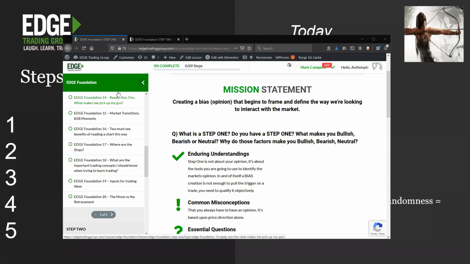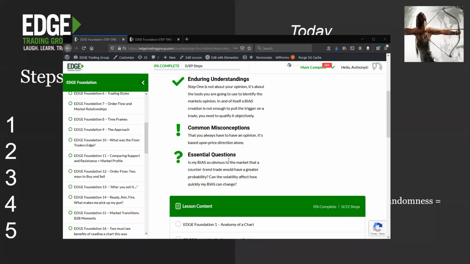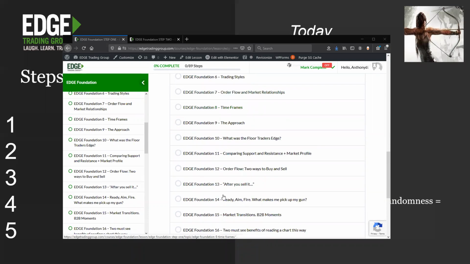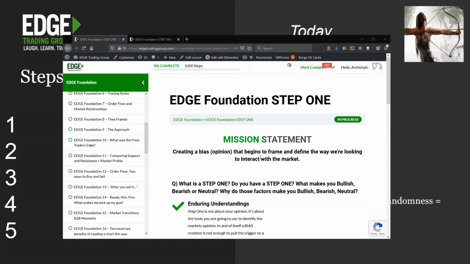I just clicked ahead and went into Edge Foundation Step 1. All right. Why did I go into Edge Foundation Step 1? Because I want to show you the goal, the mission statement you start with. Creating a bias that begins to frame and define the way we're looking to interact with the market. It gets into essential questions that you're not supposed to know the answers to, that could stimulate conversations with people in the community. But the point is, then you watch the videos. There's not a million videos, and you don't have to watch all of them. The point is, you know what you're supposed to get out of it after going through step one.